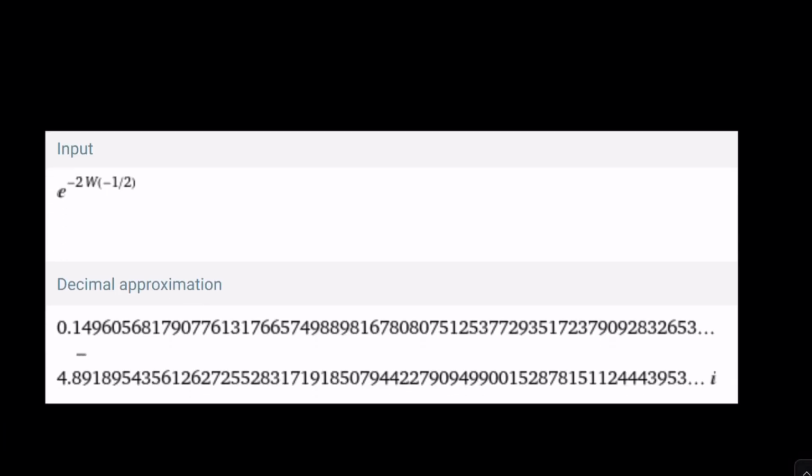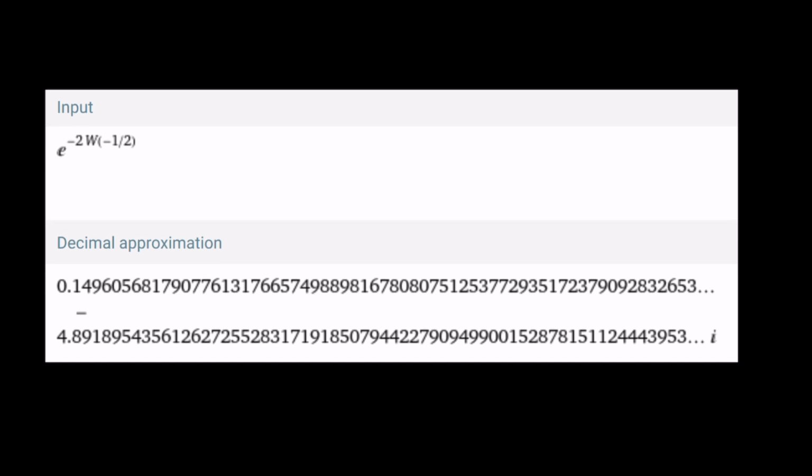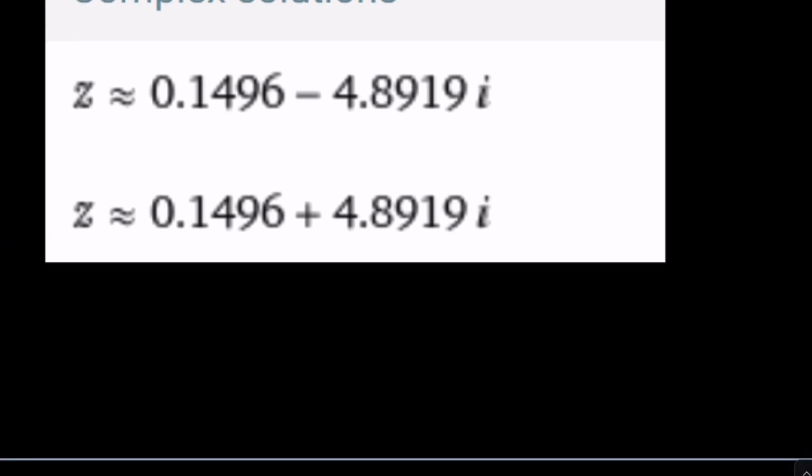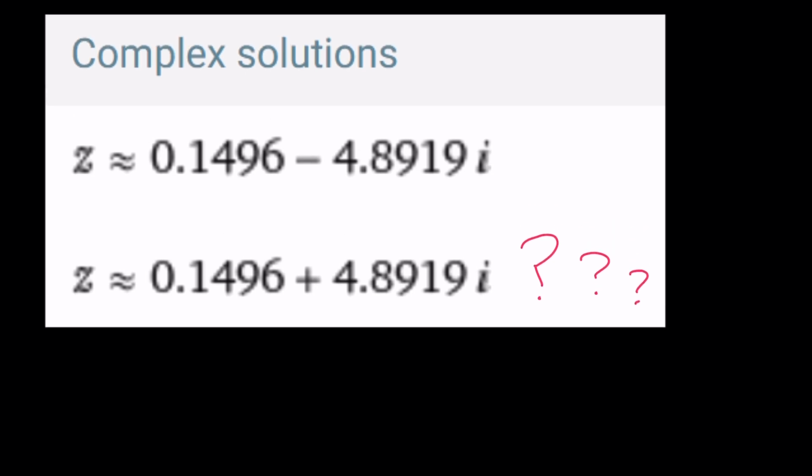But when I evaluated the expression that I got at the end of my solution, I only got a single answer, which gives me the minus sign. So the second solution may not work. Why did Wolfram Alpha throw it at us? Maybe it's the conjugate. You're going to answer that question. That's your homework. And this brings us to the end of this video.